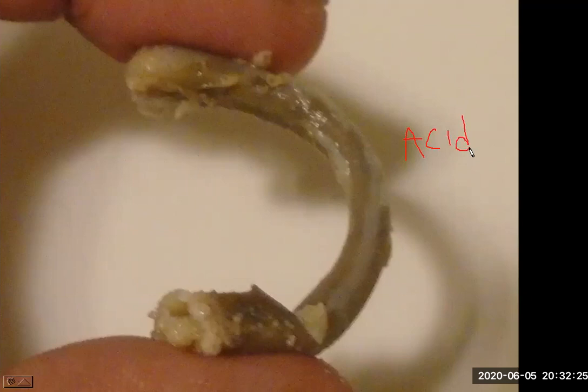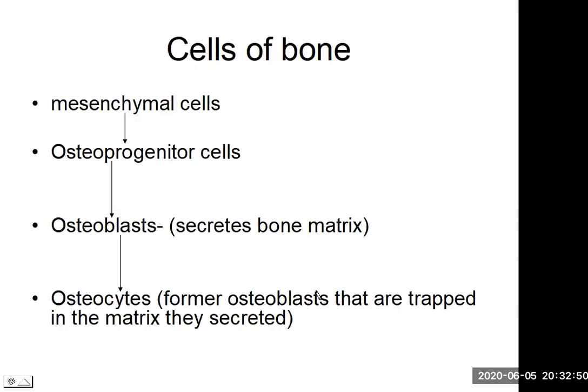And over the course of several days, just soaking in acid, this now breaks down the calcium deposits within the bone. And you're seeing how extremely flexible it is. And we'll come back to this in just a moment. But the effect of acid on the bone, eroding, breaking down calcium, and you saw how flexible it became.